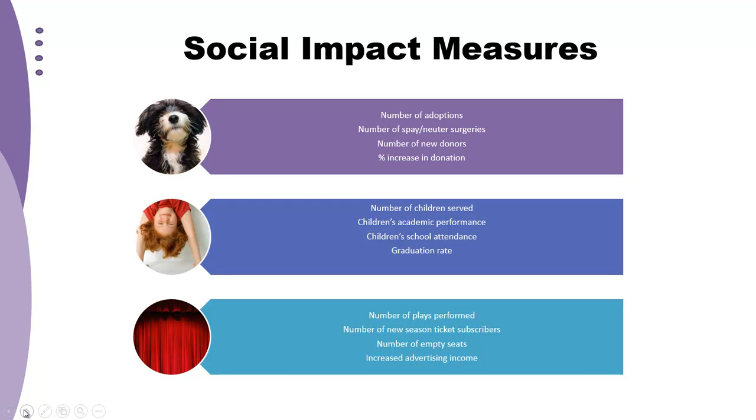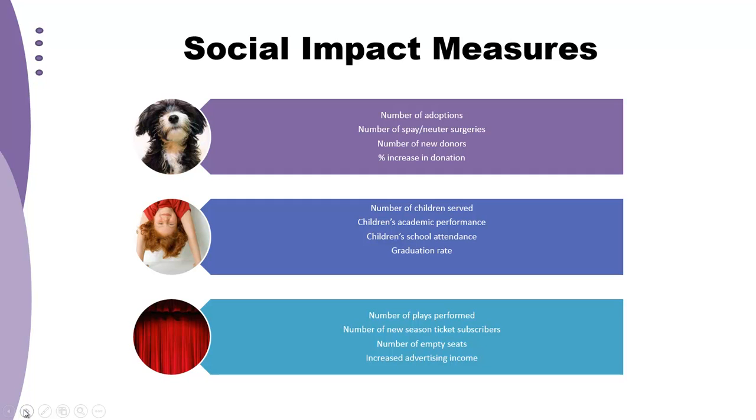Some of the measures we could use are the number of adoptions. We could count the number of spay and neuter surgeries. We could count the number of new donors. Or we could calculate the percent increase in donations in a particular year. And these measures are usually over a year or a fiscal year. These are only four examples. There are many more, but it gives you an idea about the kind of things we're looking at. They're things that we can quantify, count, observe, and report.